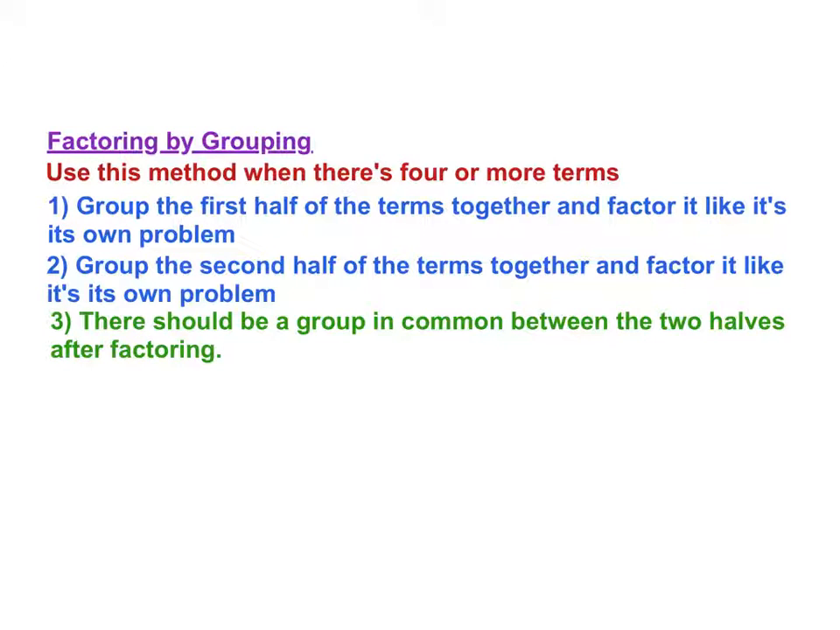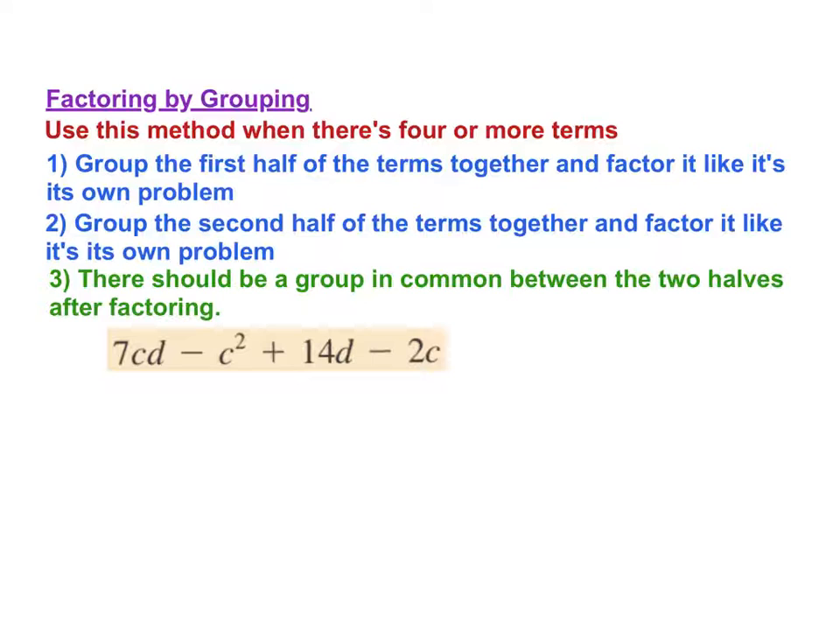We're going to go through 2 examples. In your homework I think they only give you problems that have 4 terms, but I'm going to go through an example that has 6 just so you can see what it looks like. Here's the first example we're going to go through. I've got 7cd minus c squared plus 14d minus 2c. I'm going to go through this one together with you, and then we'll go through another one you can try on your own after we set it up.